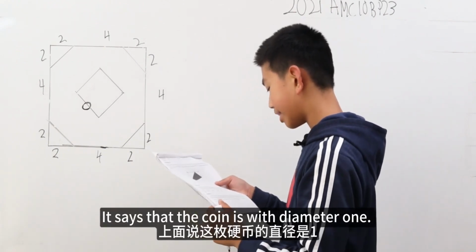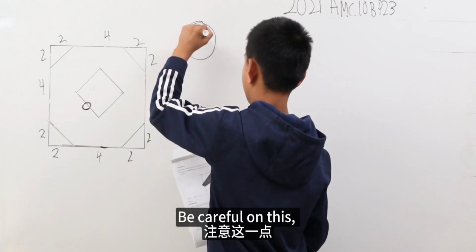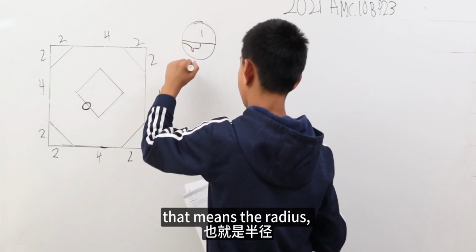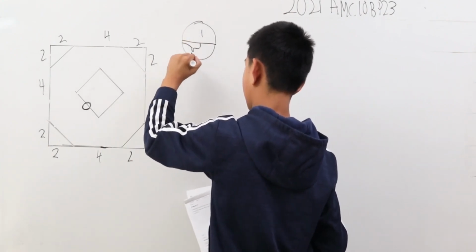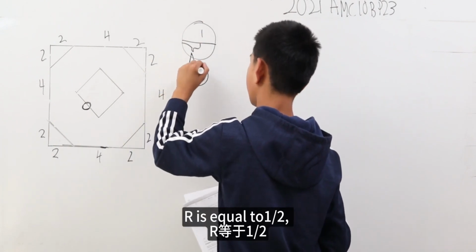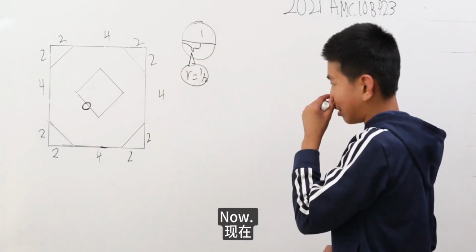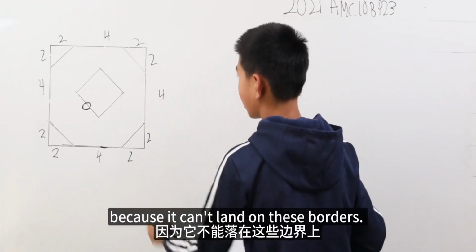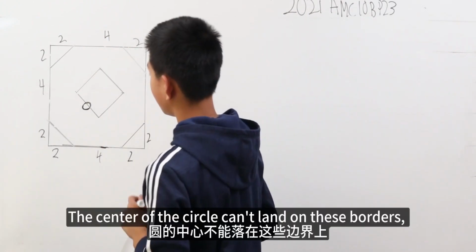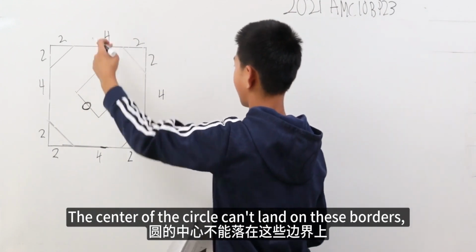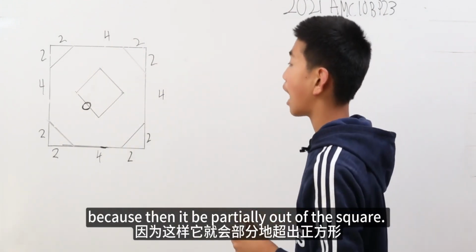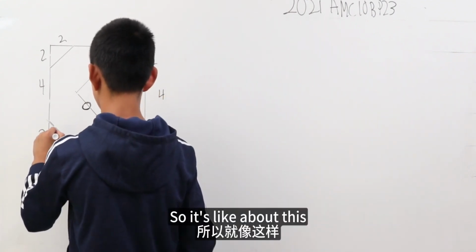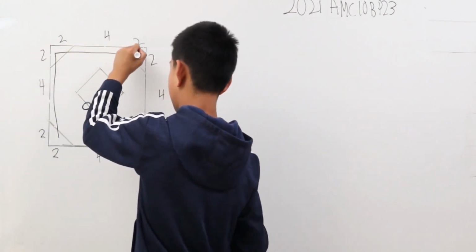Now, it says about the coin, not the area. It says that the coin is with diameter 1. Be careful on this, because the diameter is 1, that means the radius r is equal to 1/2. Now, if the radius is 1/2, then the total area doesn't count because the center of the circle can't land on these borders, because then it'd be partially out of the square. So we have to map out a region where the center has to land.